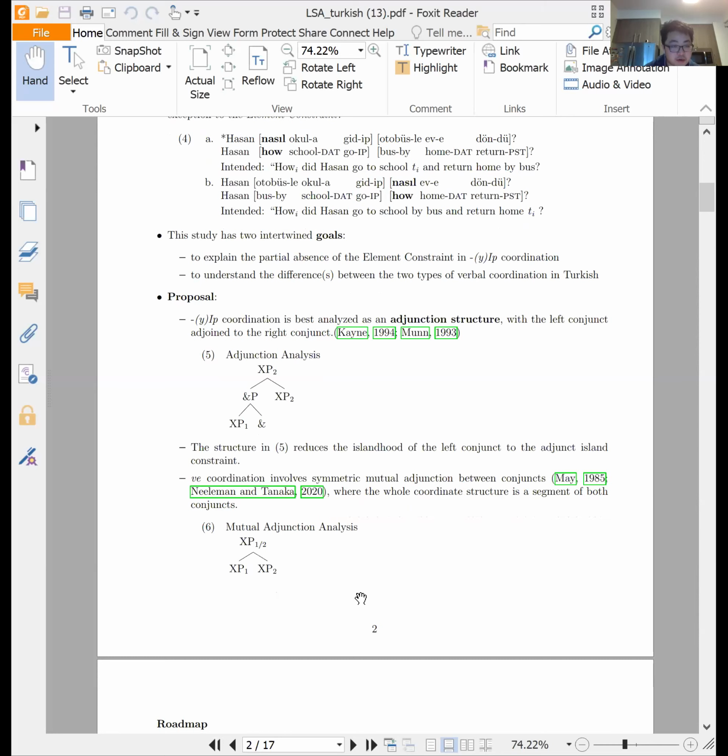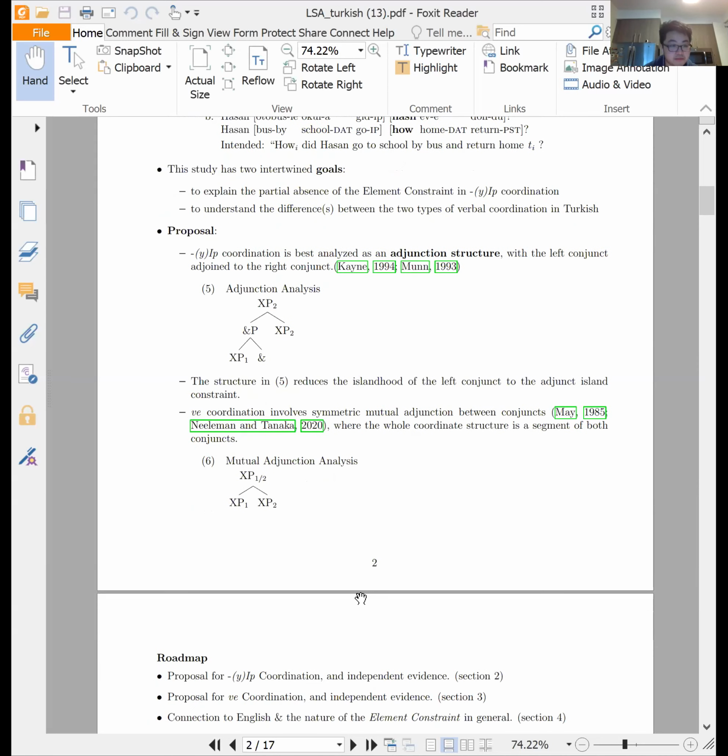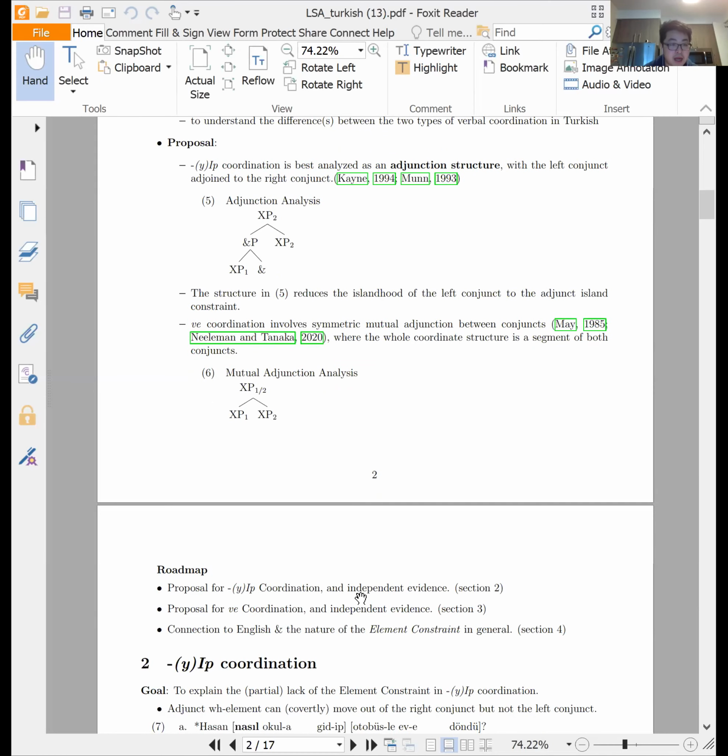And ve coordination is a bit more complicated. I propose that ve coordination involves symmetric mutual adjunction between the conjuncts. It's actually something that has been proposed a long time ago by Robert May in his 85 book, and also more recently in a manuscript by Ad Neeleman and Misako Tanaka just last year. In this proposal, the whole coordinate structure is basically a segment of both conjuncts, and both conjuncts are considered adjuncts, and therefore we can also derive the islandhood of both basically from the adjunct island constraint.